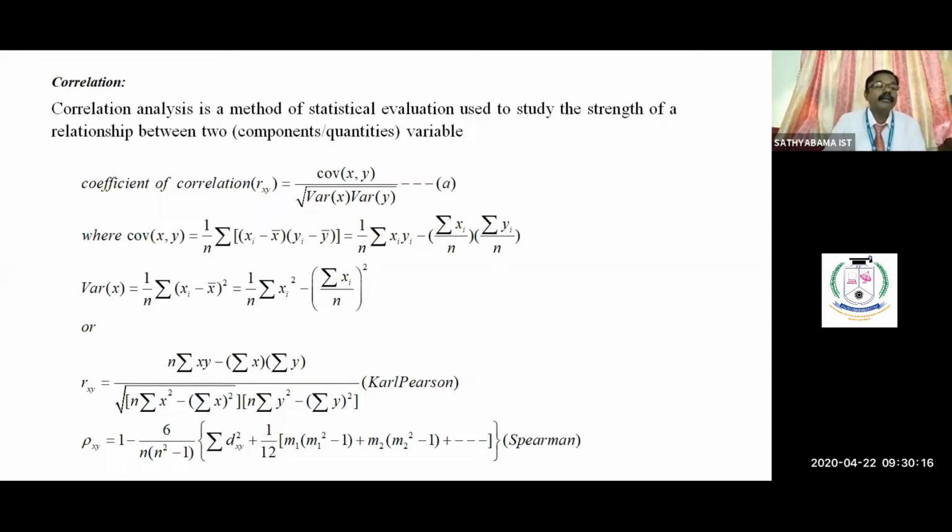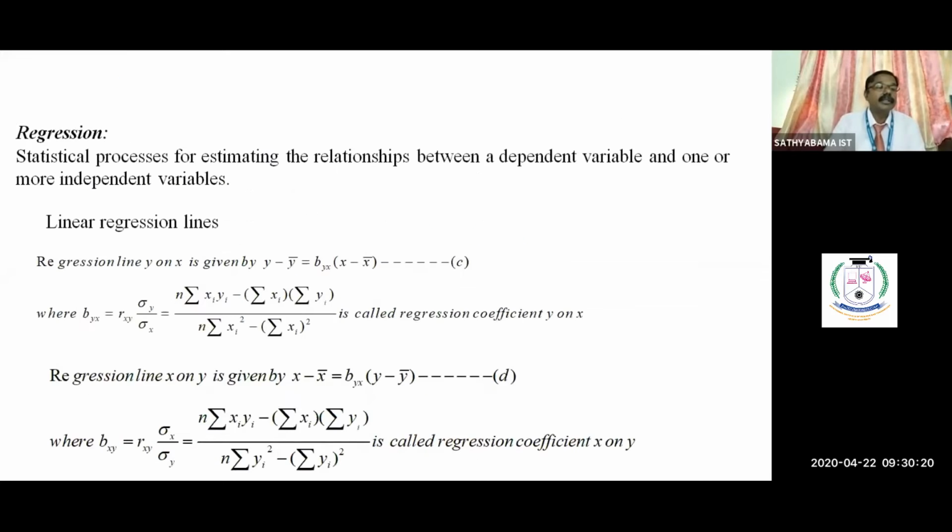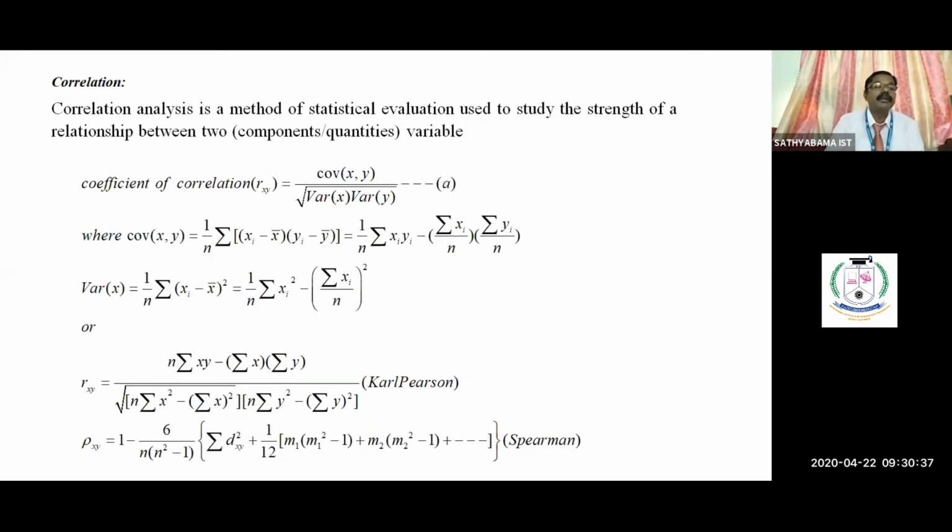So let me have an introduction to recall what you have studied, that is regression. The regression provides the relationship between the dependent variable and one independent variable. Okay, so correlation means the association. Is there any association between two variables x and y?